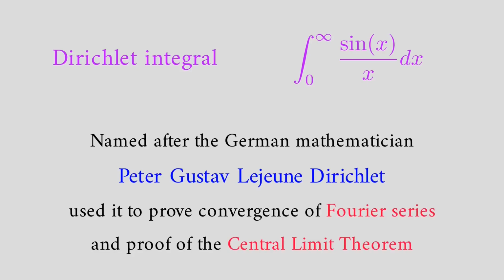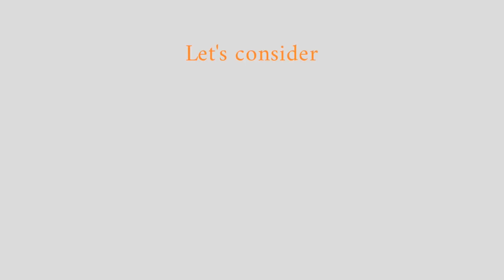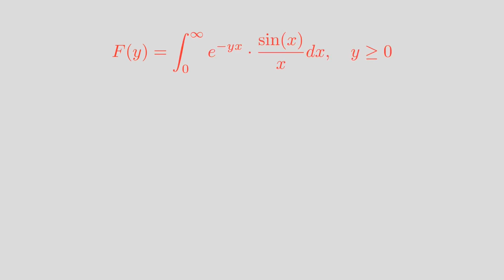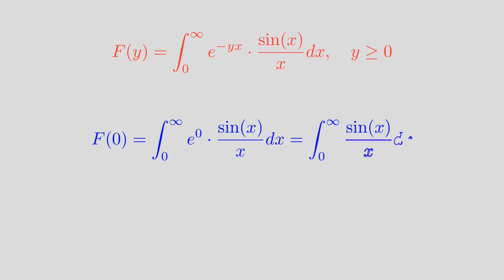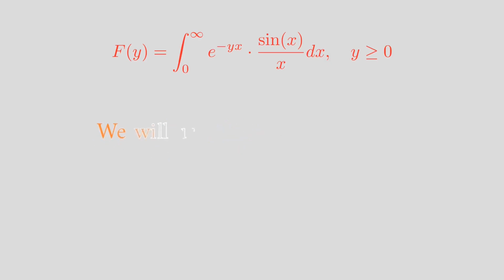Let's start. We will use the Feynman trick, and in this method we usually start with defining a new function, which is an integral depending on a parameter. We can see that if we plug in y equals to 0, we get our integral. So, if we find a nice expression for f(y), our job is done.